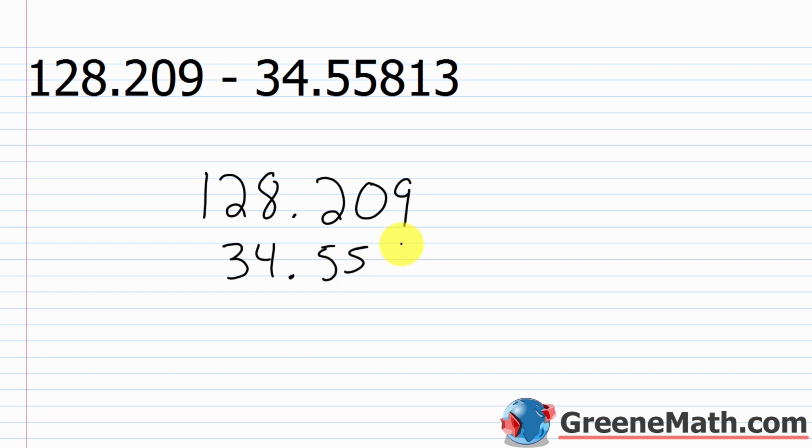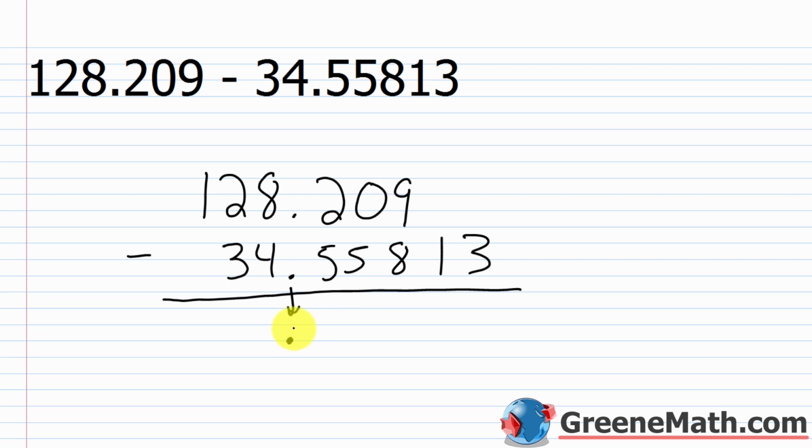Okay, for the next one, we have 128.209 minus 34.55813. So again, just stack the numbers on top of each other. Because it's subtraction, this 128.209 has to go on top. And then 34.55813 is going to go on the bottom. Put my minus sign out here and my horizontal line, and I'm going to bring down my decimal point.